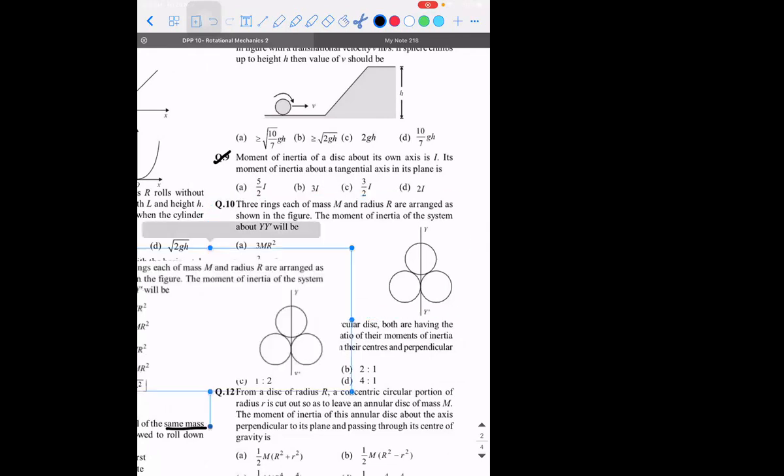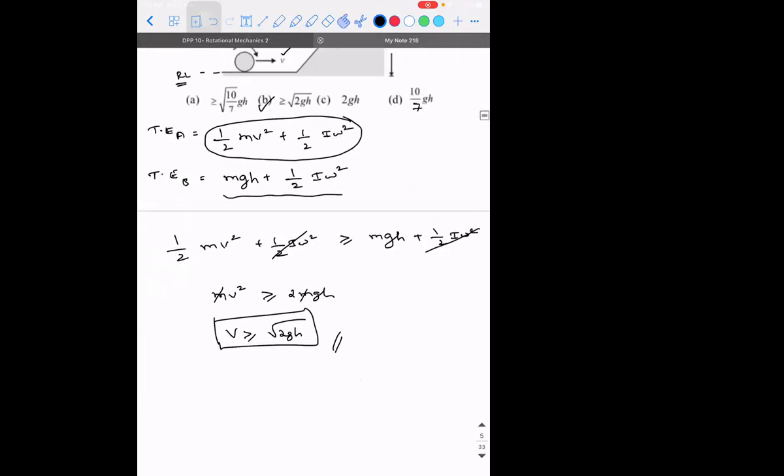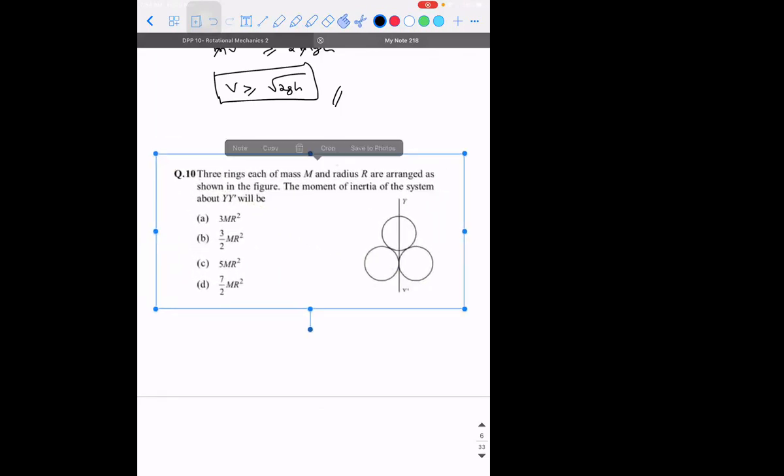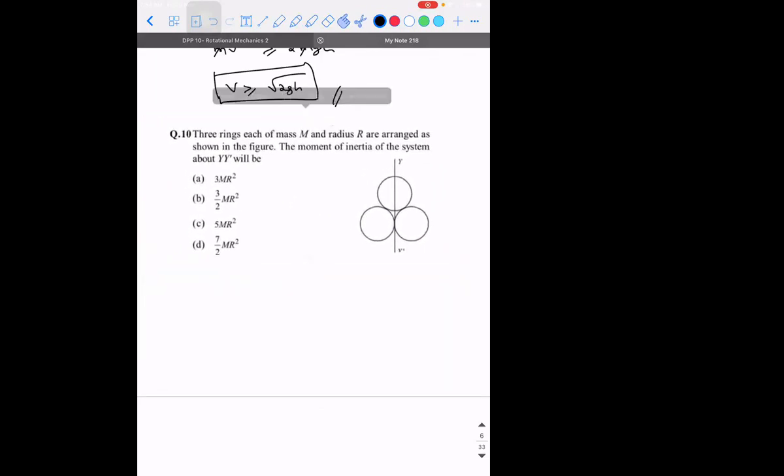Again, these kind of problems are also regular. What they will do is combine the objects and ask the moment of inertia. Remember, moment of inertia is a scalar quantity, so you need not take any directions into consideration. You can add them. Now see, there are three rings, each of mass m and radius r, arranged as shown in the figure. The moment of inertia of the system about the axis y y dash will be how much?